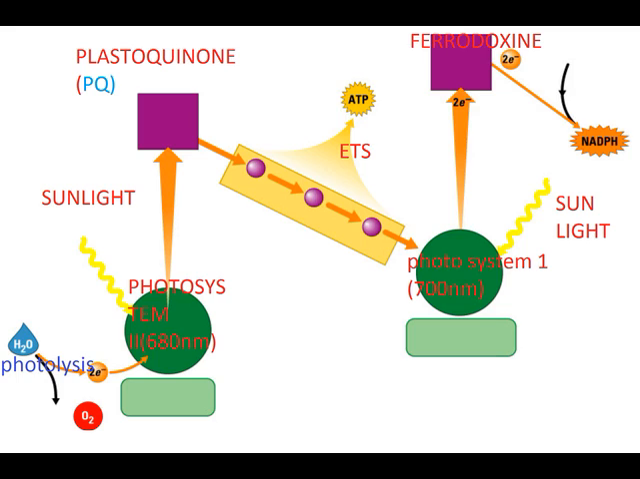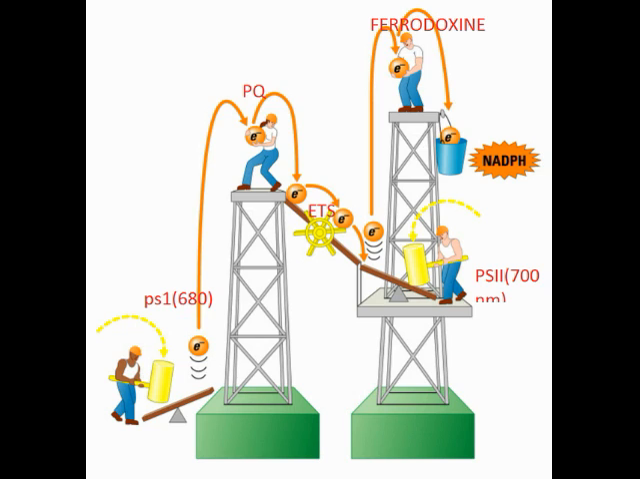We are going to see that when the photon of light strikes photosystem 2, which is at 680, electrons from the chlorophyll molecule become excited from a lower energy level to a higher energy level. As they are being excited, the electrons are accepted by plastoquinone as the primary electron acceptor. So what happens now after the electron is excited?